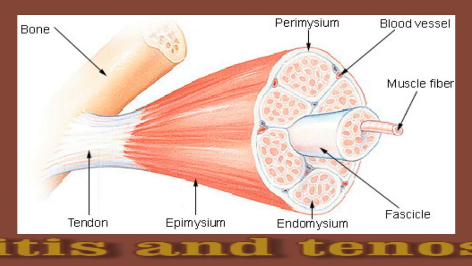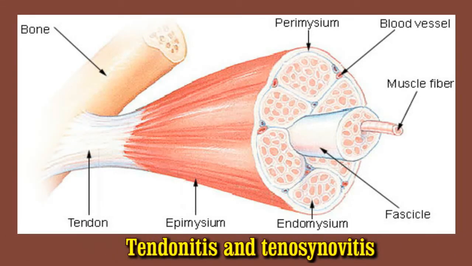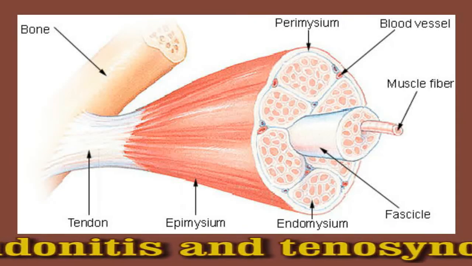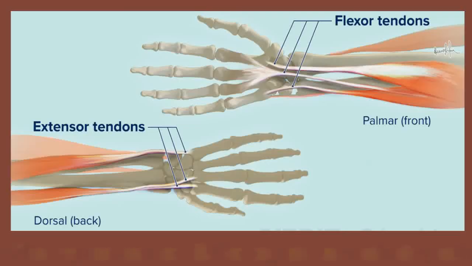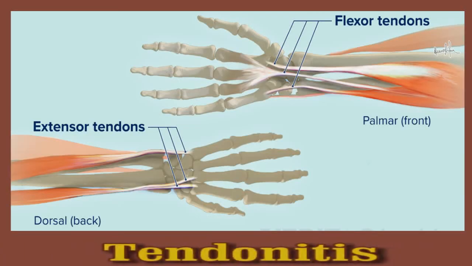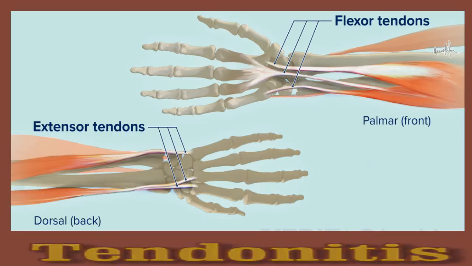Tendonitis and tenosynovitis. Tendons are cords of collagen tissue that attach muscles to bones. Two common problems that affect the tendons are tendonitis and tenosynovitis. Tendonitis. Tendonitis occurs when a tendon becomes inflamed, which can lead to swelling, discomfort, and reduced movement.